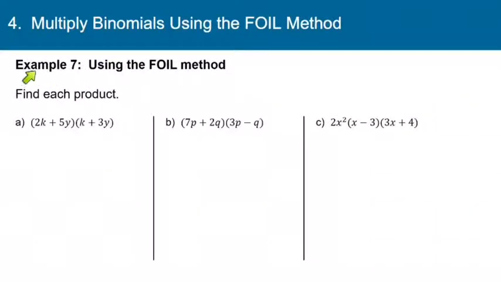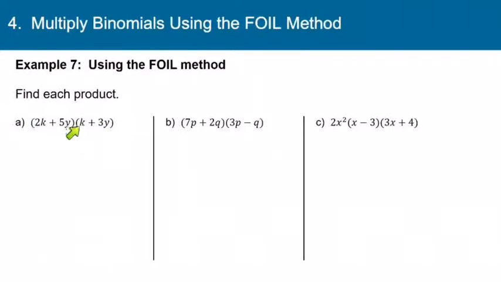And now we are at example 7, so we'll use the FOIL method to find each of these products. Now that you're familiar with the FOIL method, if you would like to pause the video and try these first two on your own, I certainly would encourage that. Now I'll go through them with you. So if we look at this first problem, we have 2k plus 5y times k plus 3y. So this is, in fact, a binomial times a binomial, so we can use the FOIL method.